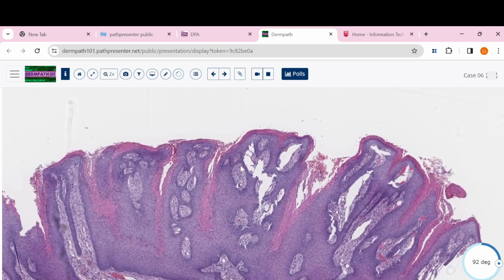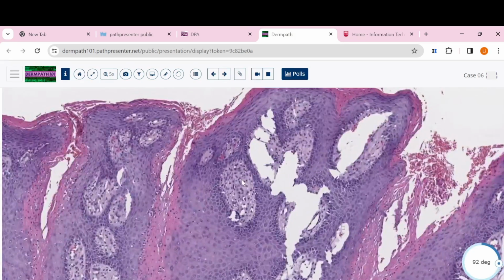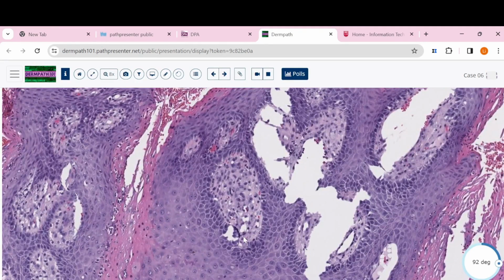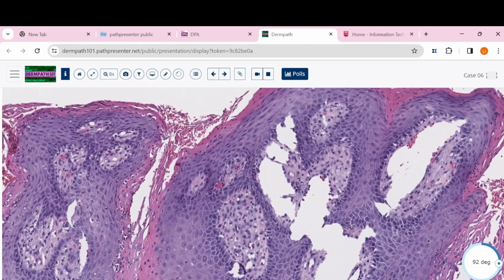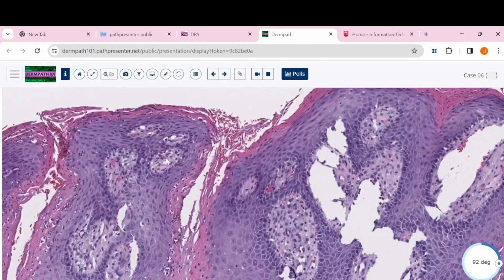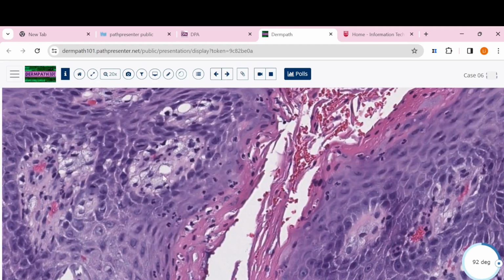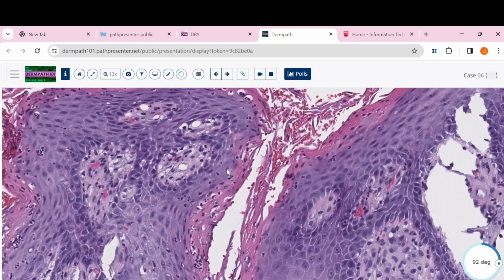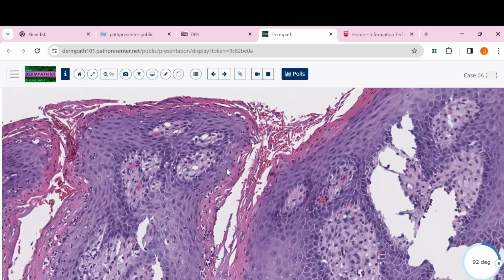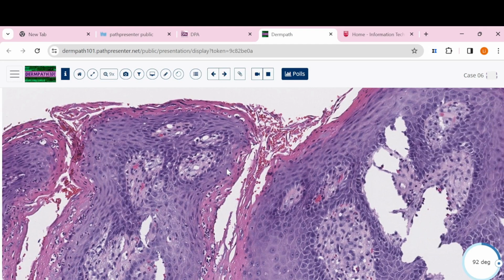And then what you can do is just check this papillary dermis area. Let's find a really good area. Yes, here. You can see these foamy macrophages here. And then you can also find neutrophils, tons of neutrophils in the parakeratosis and also in the epidermis. So this lesion is called verruciform xanthoma.